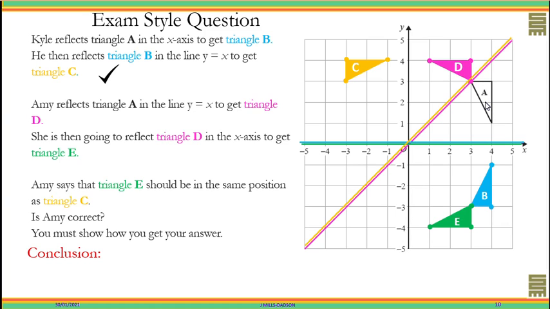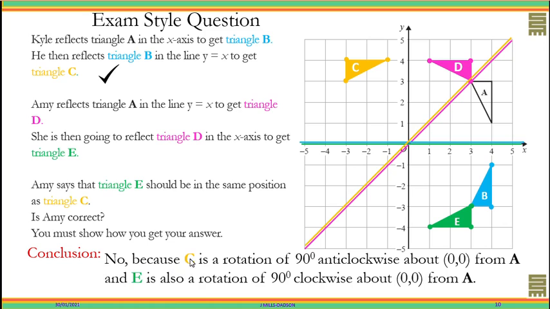As you can see, no, because C is a rotation of 90 degrees anticlockwise above the origin. Because if you rotate A 90 degrees anticlockwise from the origin, you get to this point. And E is also a rotation of 90 degrees clockwise from the origin to get to from A. So which means that they are both at different positions.